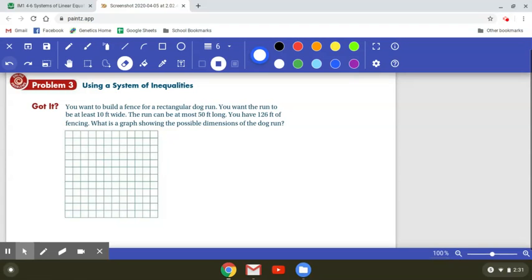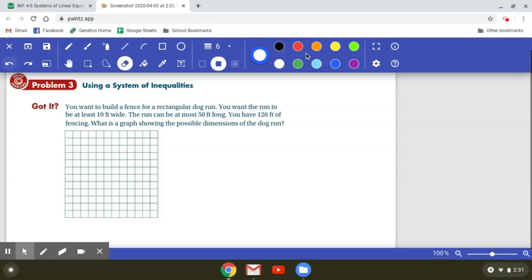Okay, so this is Integrated Math 1. This is lesson 4-6, and I'm doing practice problem 3. The problem says you want to build a fence for a rectangular dog run. You want the run to be at least 10 feet wide, and you want the run to be at most 50 feet long. You have 126 feet of fencing. What is a graph showing the possible dimensions of the dog run?